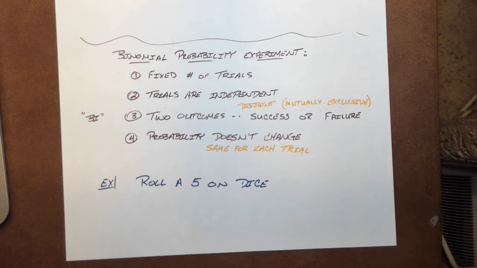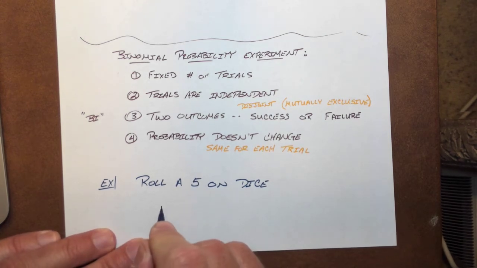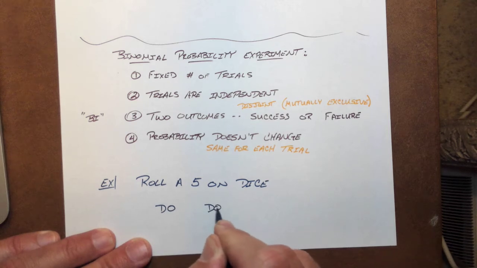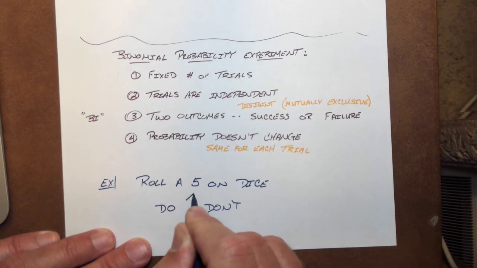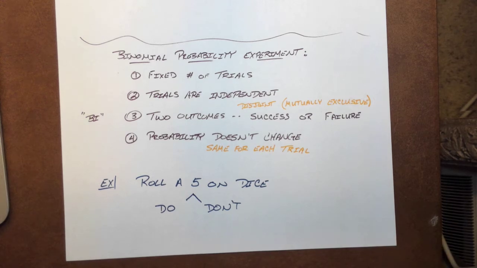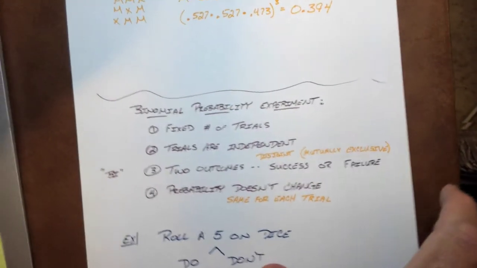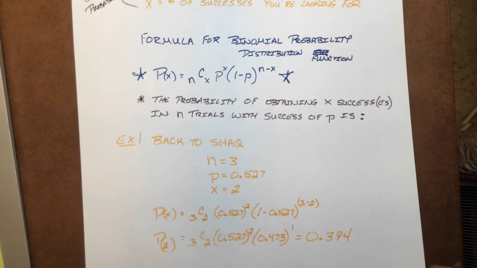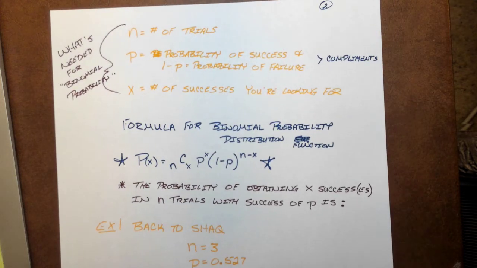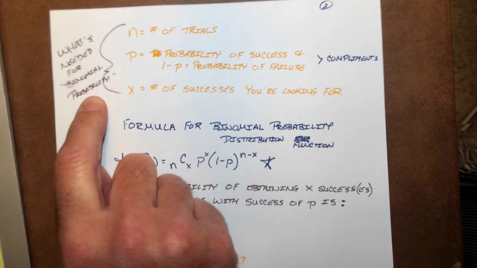An example: you want to roll a 5 on the dice. Well, what's going to happen? Either you do roll a 5, or you don't roll a 5. Either you do or you don't. Binomial. One thing or the other is going to happen. Let me change papers. So, as we're doing these binomial experiments, what do we need? Well, let me put this in the right spot. There we go. So, what's needed for a binomial probability?